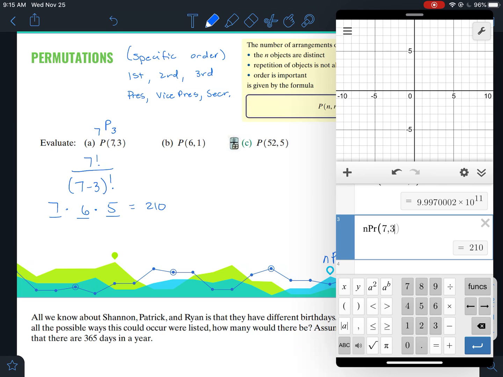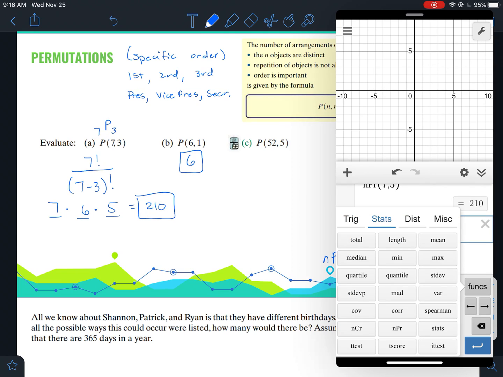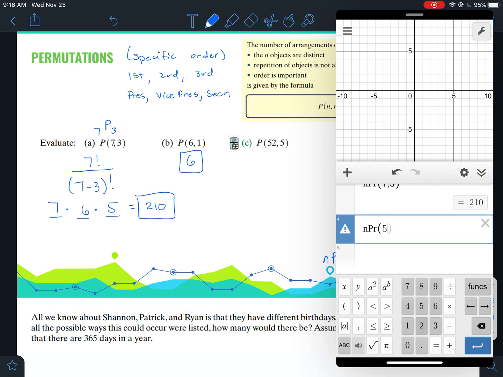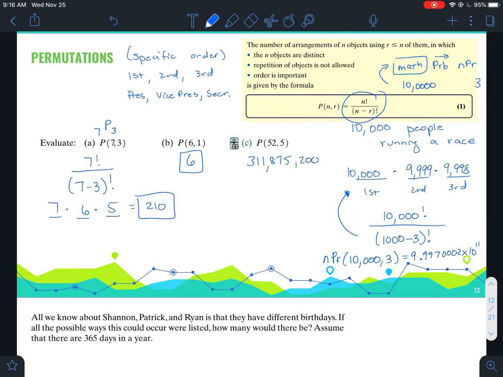And then how many different ways out of a group of 6 people could somebody finish first? Well, obviously that's going to be 6. If you had 52 people, how many ways could somebody finish first, second, third, fourth, and fifth? That's what part C is going to do. And this one says it's a calculator problem. So we'll do our calculator, and we're going to do 52, and we want 5 different places. So it's going to be 311,875,200. And those are permutations.